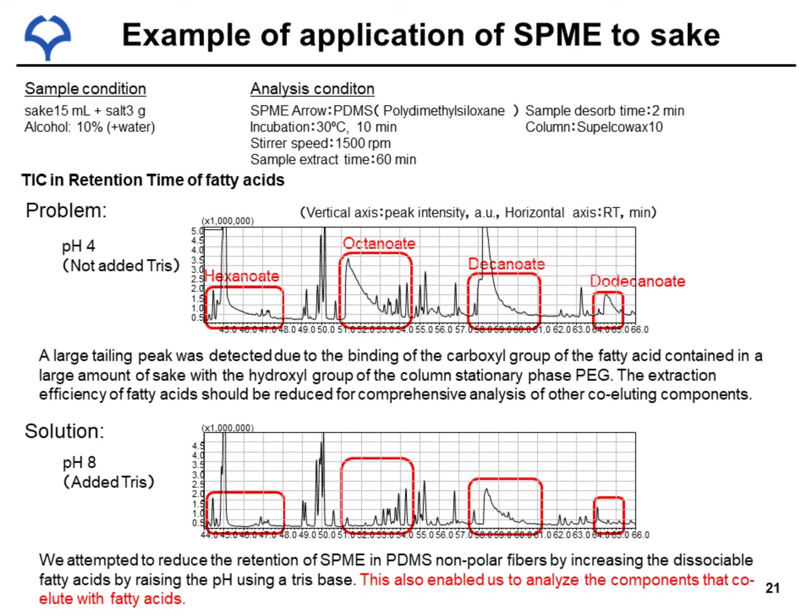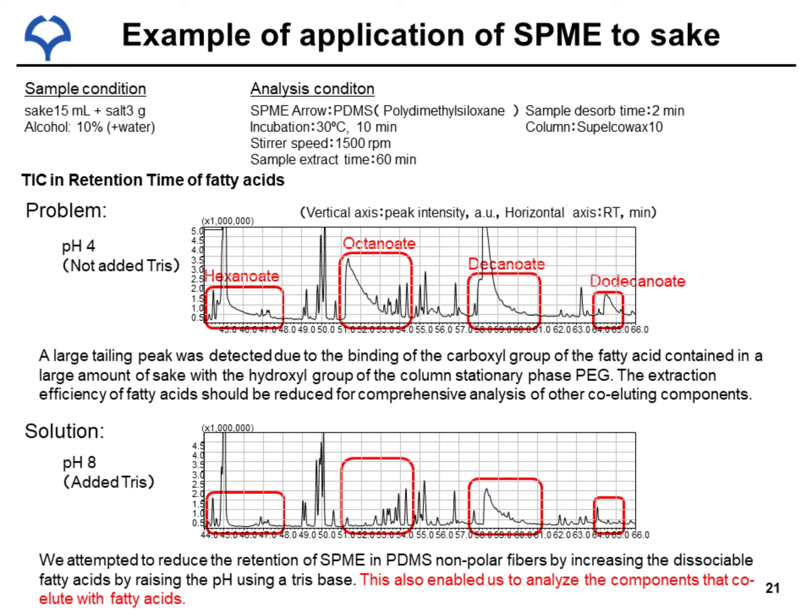Next, we will talk about an example of the application of the SPME method to sake. In the case of sake using the SPME method, the fatty acids contained in sake have an adverse effect on the analysis, making it difficult to comprehensively analyze the aroma components.